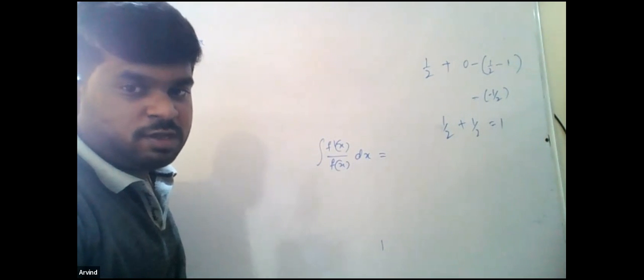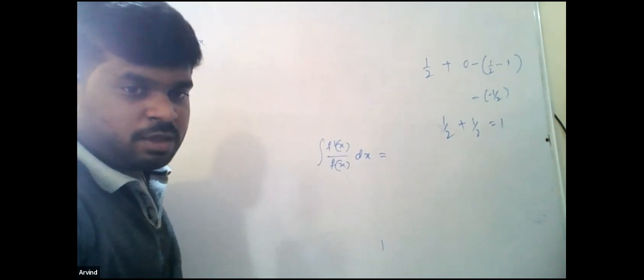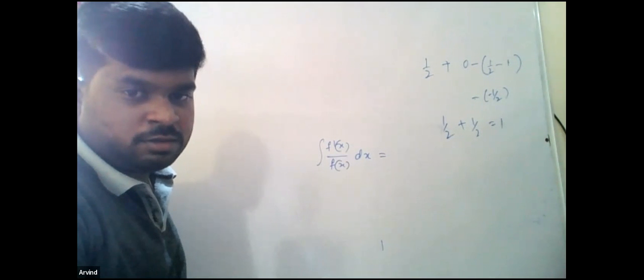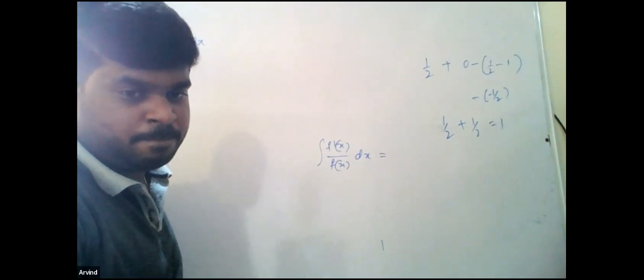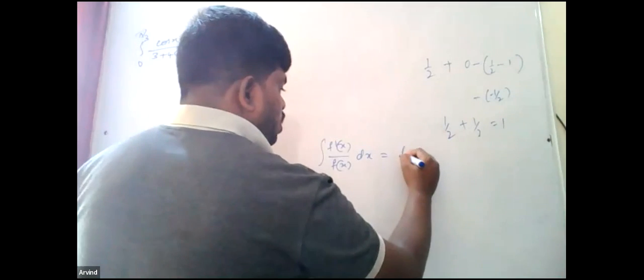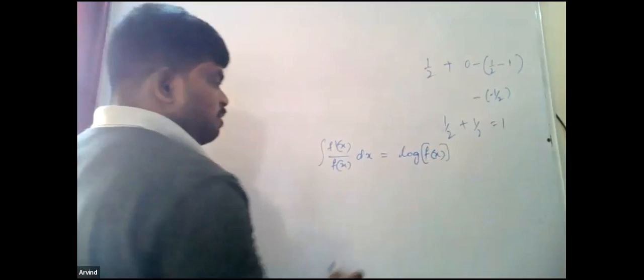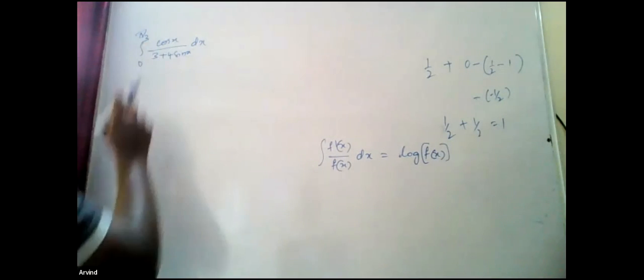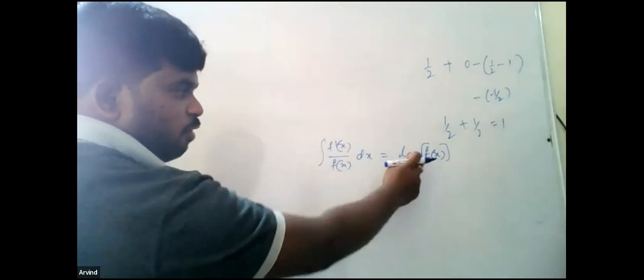You have used this in theory class if I am not wrong. F dash of x divided by f of x. Log f of x. Very good. So it is log of f of x plus the integration constant. I'm not going to write it. So if you observe, suppose this is your f of x. If you differentiate the denominator, the numerator should come. If it is like that, you can use this formula.